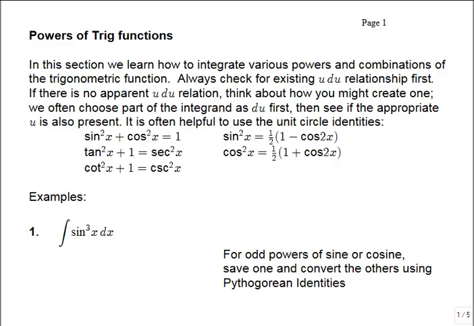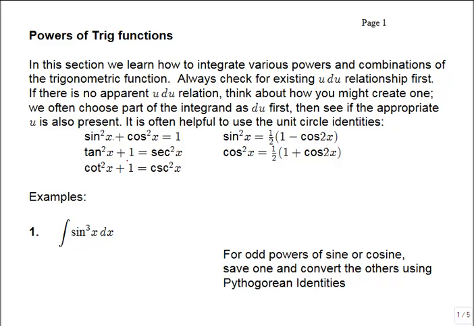Always check for existing u-du relationships first, like a u substitution. If there's no apparent u-du relation, think about how you might create one. Sometimes we'll choose part of the integrand as the du first, and then see if the appropriate u is also present. It's also often helpful to use some of your unit circle identities.